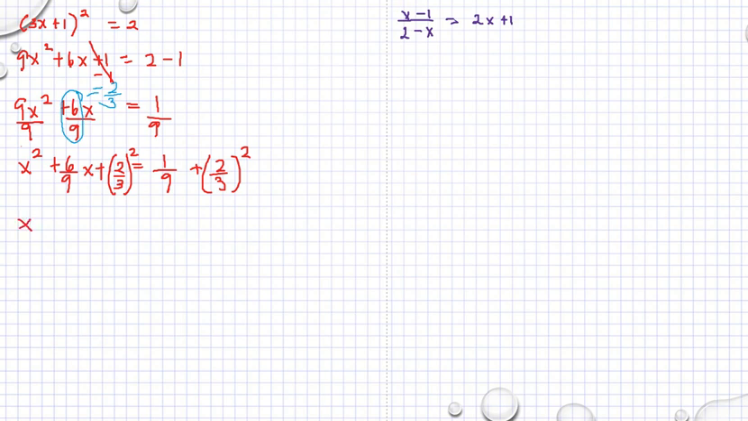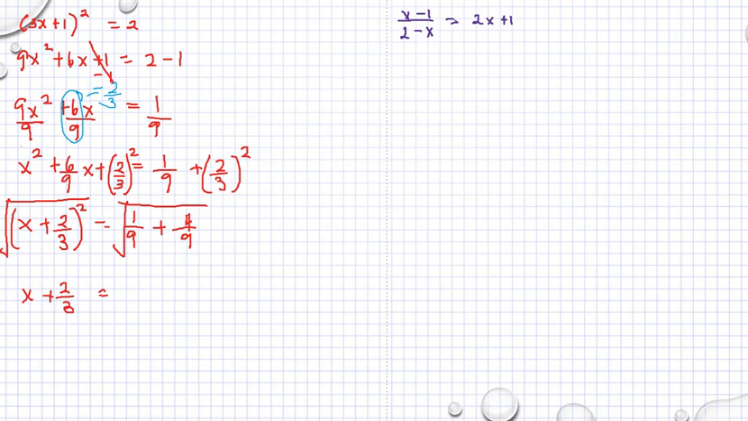So that this is a perfect square now. x plus 2/3 squared is equal to 1 divided by 9 plus 4 divided by 9. Then if we take the square root of both sides of the equation, we can do that now because we have a common denominator already. So we have x plus 2/3 is equal to positive negative square root of 5 divided by 3.